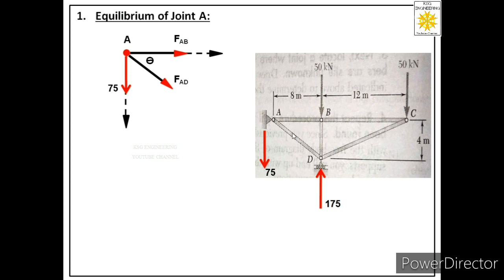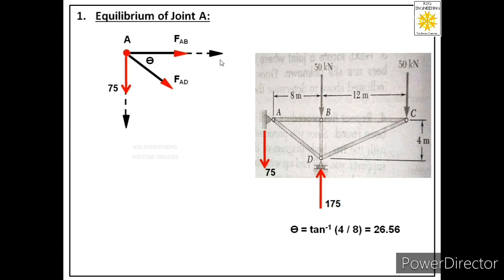In order to find this theta, we will consider this right angle triangle ABD. So we will say tan theta will be equal to perpendicular upon base. Perpendicular is 4, base is 8. So tan theta is equal to 4 by 8, or we can say theta is equal to tan inverse 4 by 8. From here we will get the value of theta as 26.56. So we have considered the angle of this force with the horizontal component.